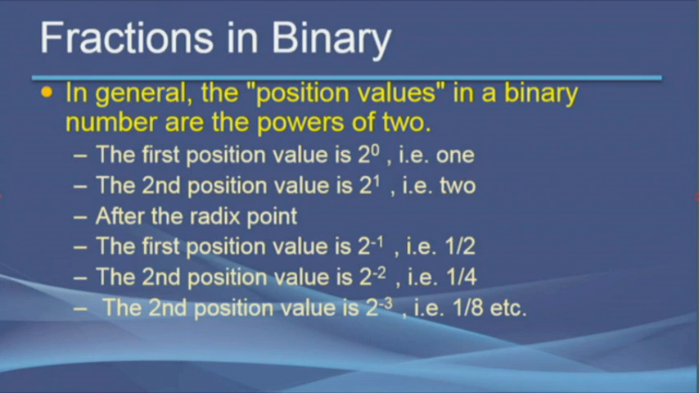In the decimal numbering system, we have a radix point, and after that we have the fraction part. Likewise, in binary also, we can consider that there is a radix point. The first position after the radix point has the value 2 to the power minus 1, which is halves. The second position value is 2 to the power minus 2, which is 1/4.